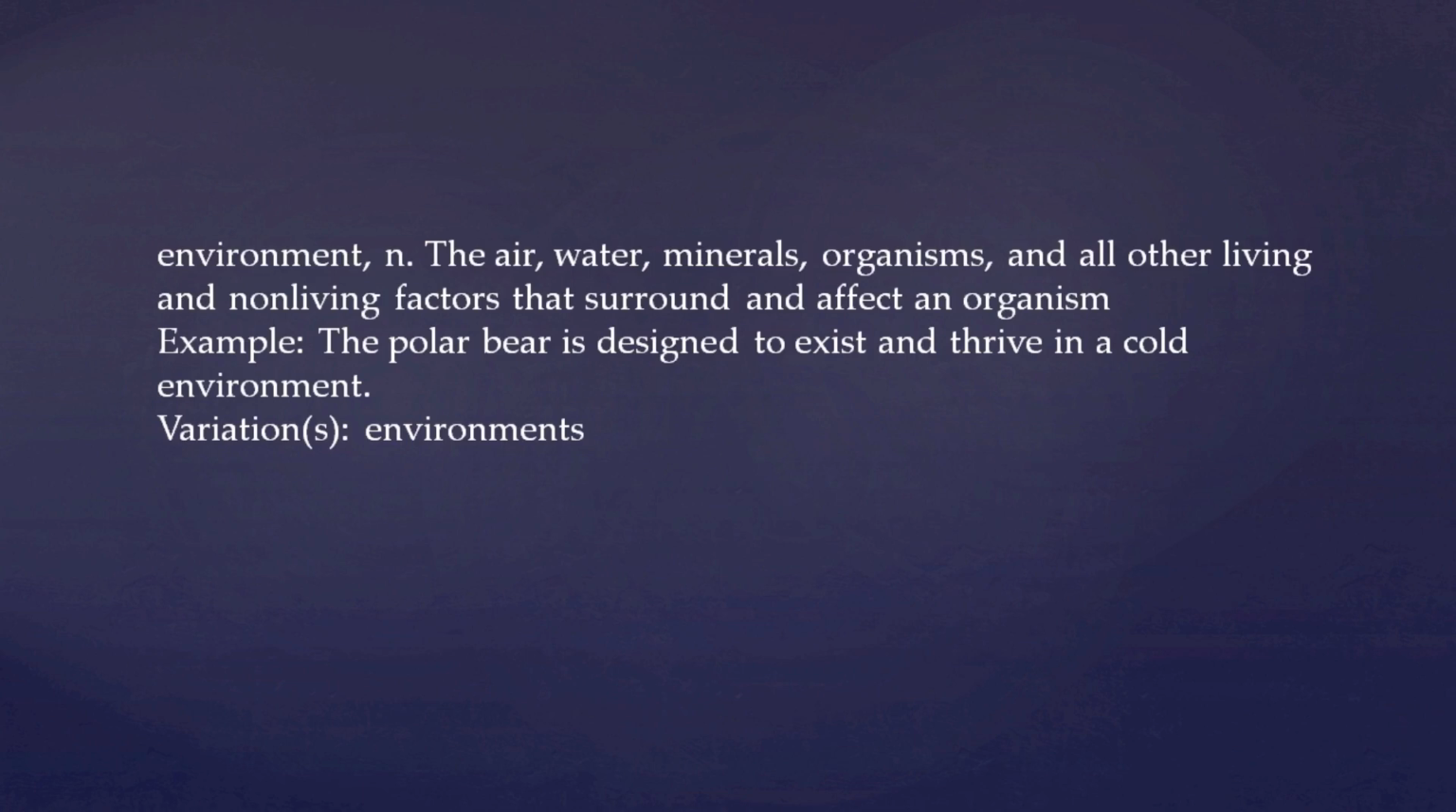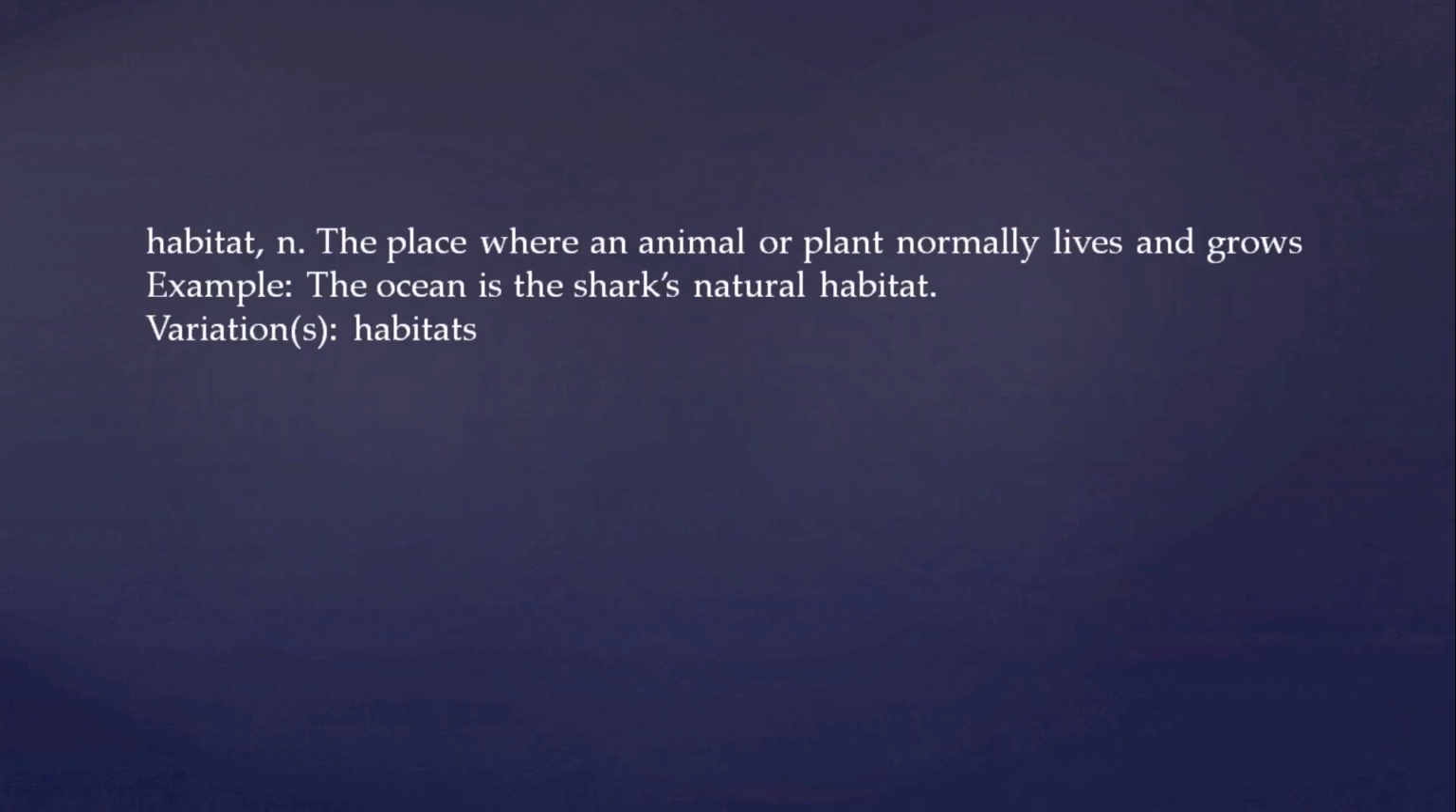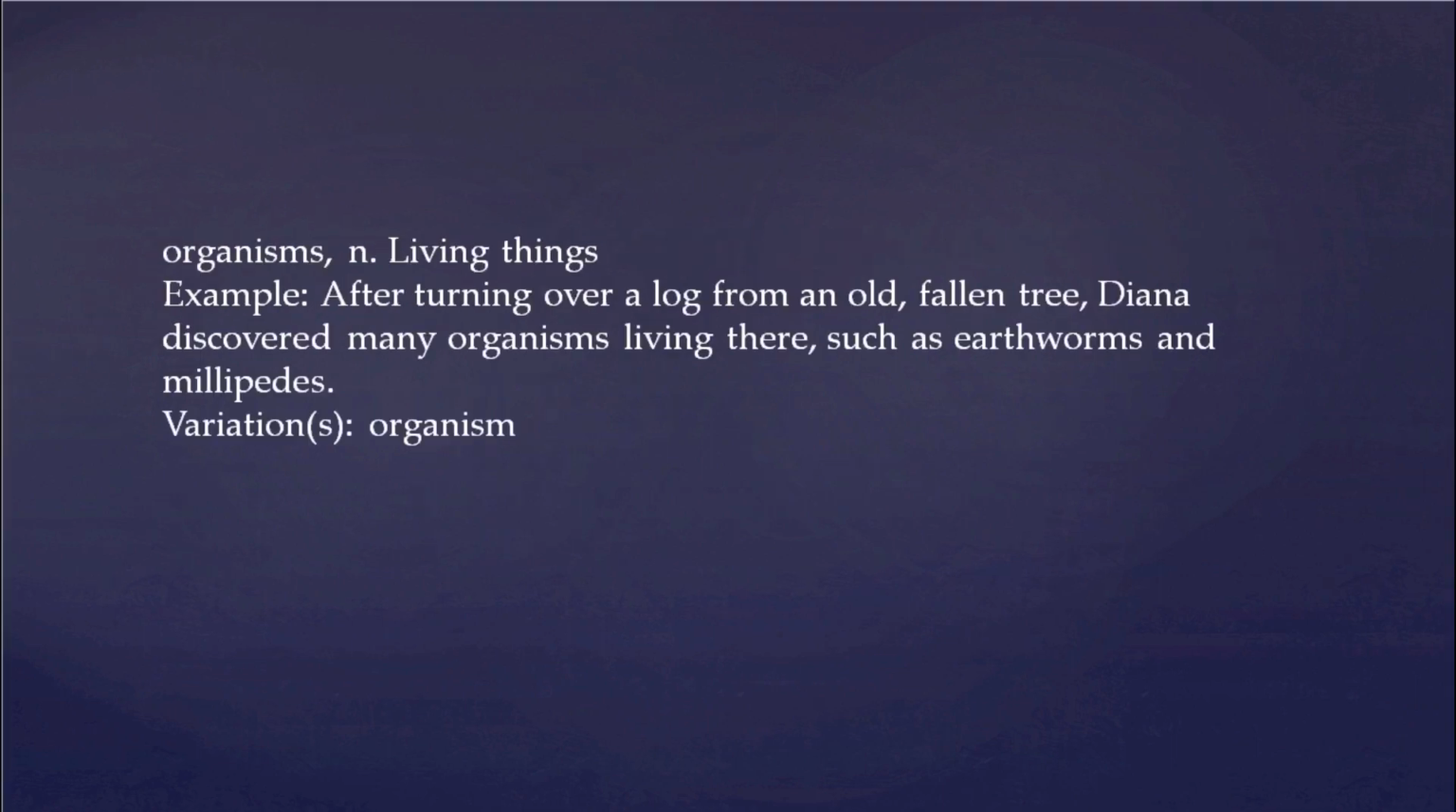The variation is environments. The next one is habitat. It's a noun. It means the place where an animal or plant normally lives and grows. Here is an example. The ocean is the shark's natural habitat. The variation is habitats.